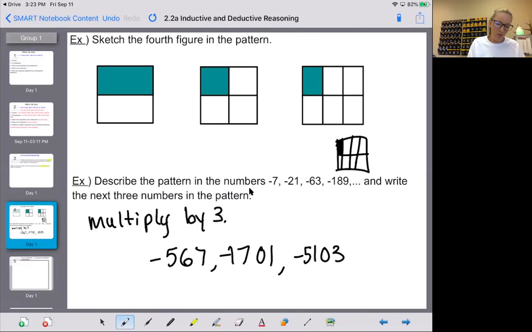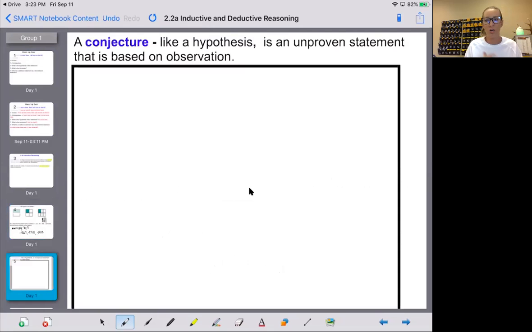All right, next we're going to talk about what is a conjecture. So a conjecture is kind of like a hypothesis. So like in science class, when you kind of guess or you make a conjecture or a hypothesis, it's something that's not proven, but is usually based on observation. So when you hypothesize, usually it's like making an educated guess, right? You look at something that has already happened and you start to hypothesize or make a conjecture about that pattern repeating, basically, right?